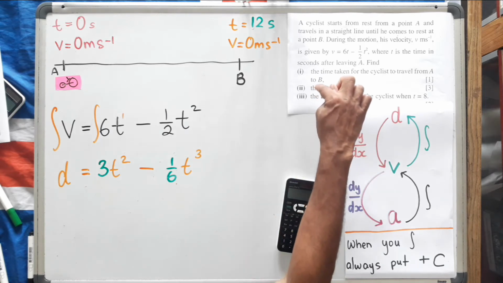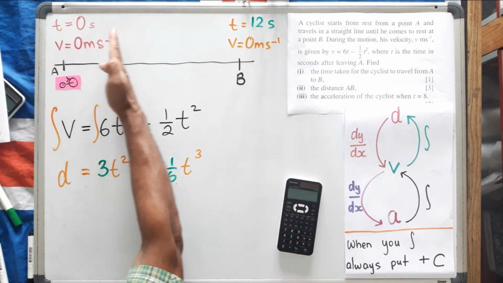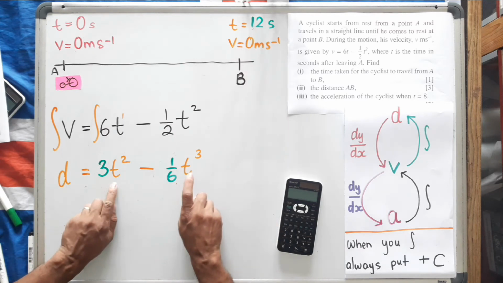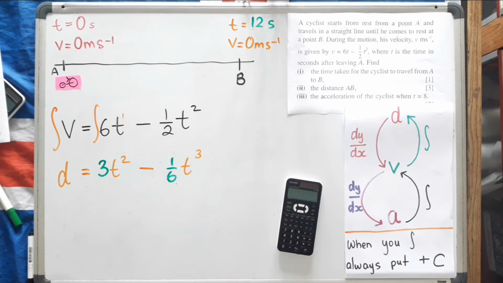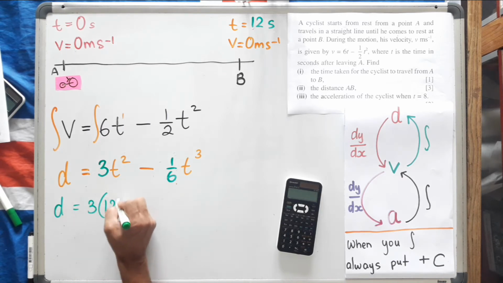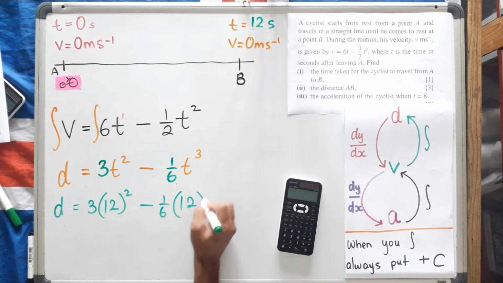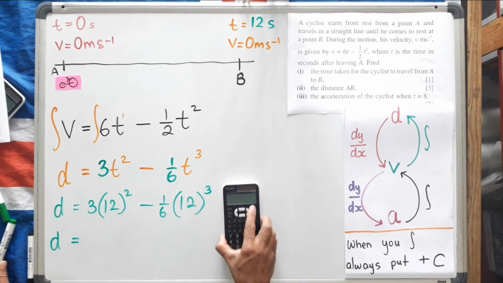Right, so we now have an expression for the displacement. They want us to find out the distance between A and B. How much time has passed between A and B? 12 seconds. So I just have to replace the t with 12, and that will give me the corresponding displacement. So let's do that. d is equal to 3 open brackets 12 squared minus 1/6 open brackets 12 to the power 3. I'm just going to work out this straight on my calculator.